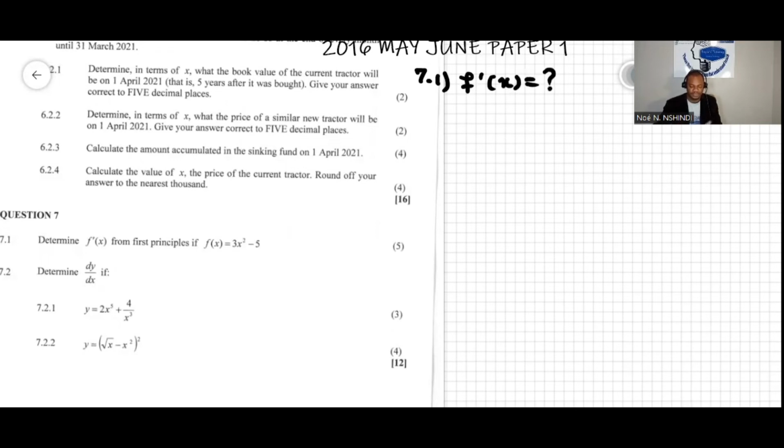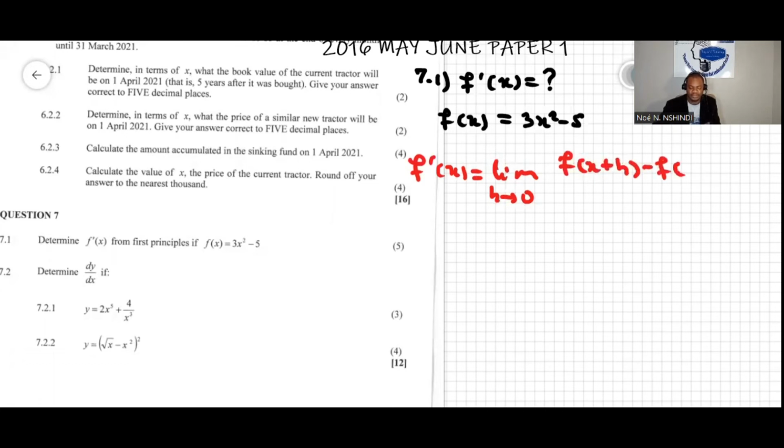Now, f of x is given by 3x squared minus 5. Now, from the first principle, the formula is given by f prime of x is equal to the limit, sometimes I write limit like that, if I abbreviate limit, as h approaching 0, of f of x plus h minus f of x all over h.